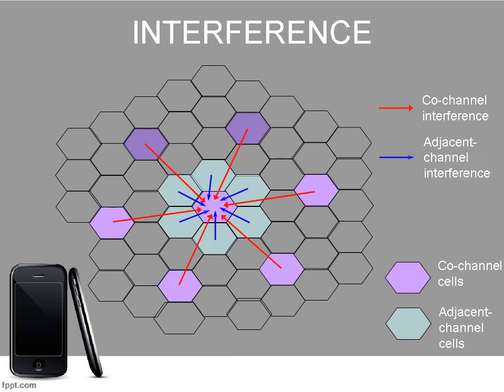Next, interference is represented in the cell. Co-channel interference is represented in the darkened red color. Blue color represents adjacent channel interference. The pink color represents co-channel cells and the green color represents adjacent channel cells.